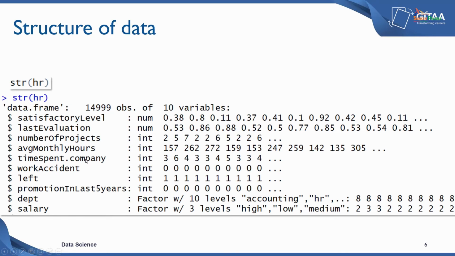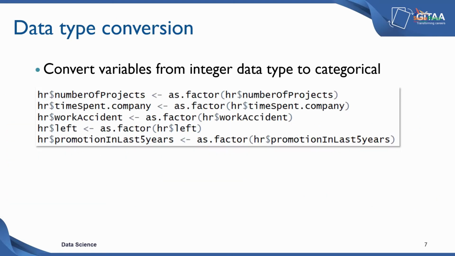The variable work accident has a value 0 or 1, and hence it has been read as an integer. Again this has to be converted to a categorical variable. Similarly the variables left and promotion in last 5 years also take a value of 0 and 1, and hence they've been read as an integer, and we need to convert them to categories. Now let's see how to convert these variables into the required data type.